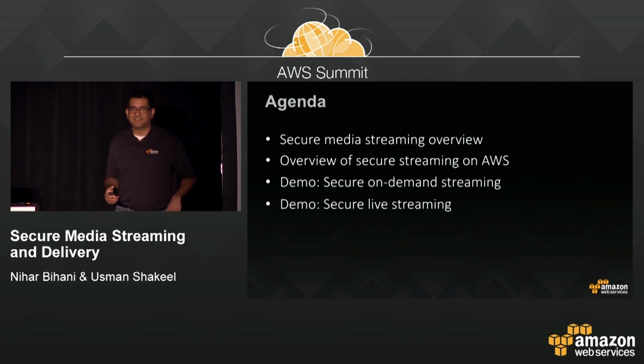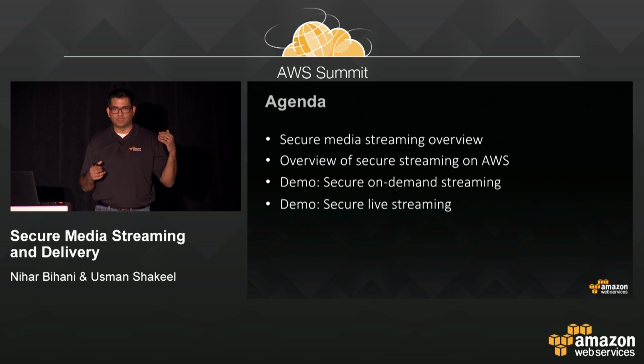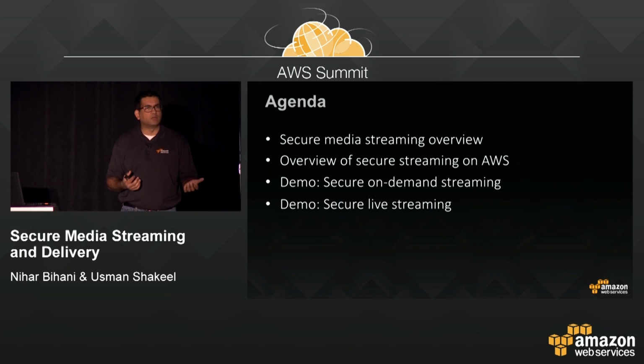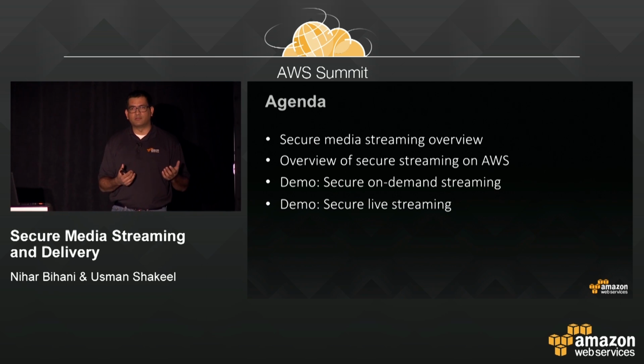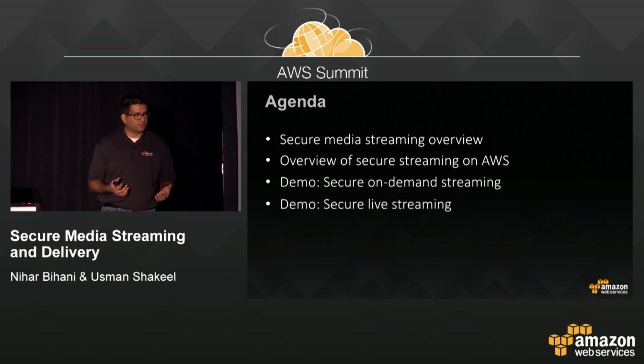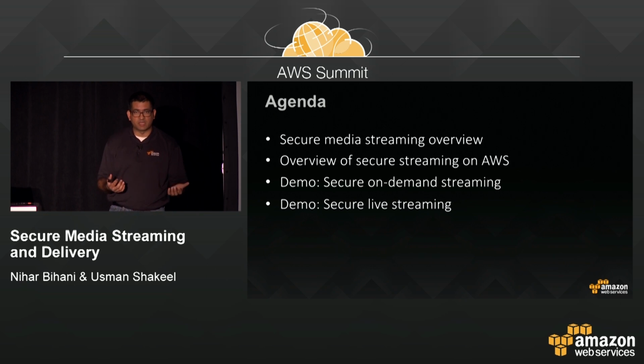Okay, there is an agenda here now. So from an agenda perspective, the way we have structured the talk is we'll first quickly talk about an overview of secure media streaming, and when Usman and I were talking to different customers, what are the different security components and controls that we hear them using for different types of use cases. Then we'll talk about AWS services and what features AWS services provide if you wanted to put some of those security controls in place for your specific use case for delivering your media content.